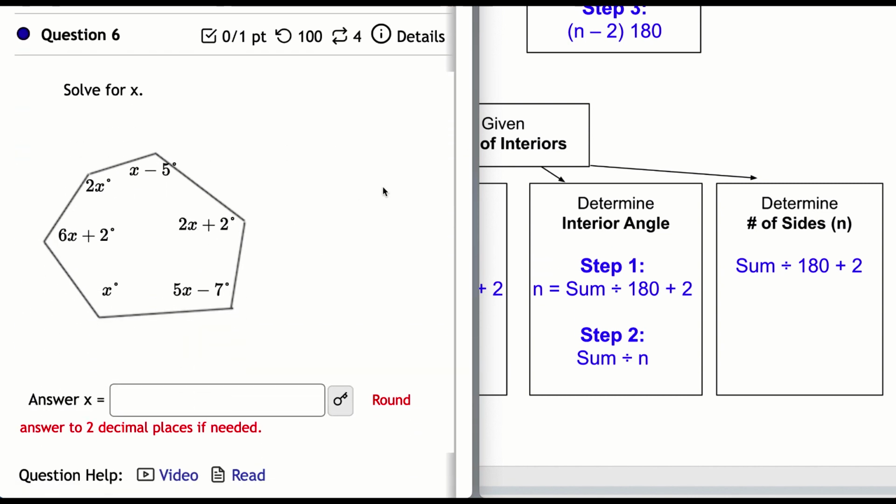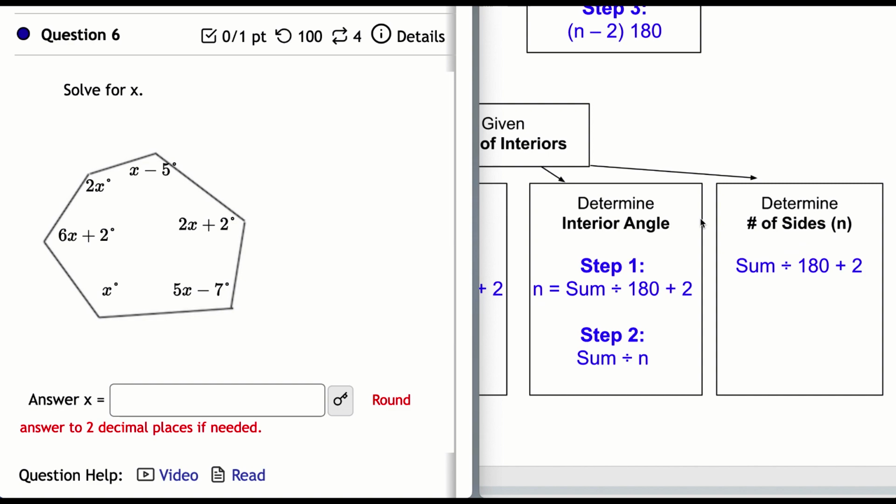Moving on to things like this. You've got to figure out how many degrees total all these x values or these expressions add up to. Well, first I've got to know, hey, I can see this picture. It's got how many sides? 1, 2, 3, 4, 5, 6. It's got 6 sides. And I want to figure out what all these need to add up to.